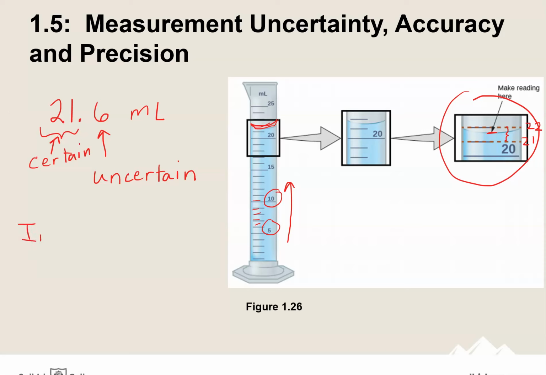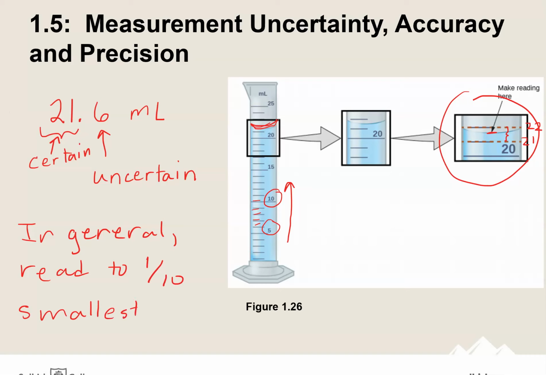In general, we read to 1/10 of the smallest division. Because the smallest division I'm certain of, and the 1/10 of that is the first one I'm uncertain of. It makes no sense to record fewer decimal places. That's throwing information away. It's really crazy to include more decimal places that you would be completely making up.